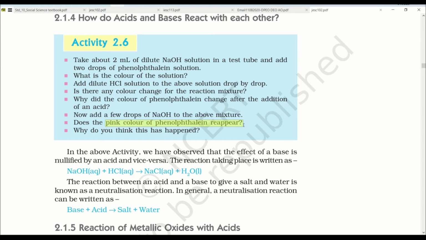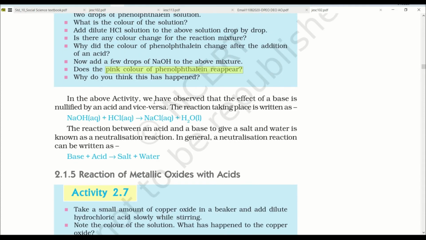So, there is a transformation of color from pink to colorless and again to pink. In the above activity, we have observed the effect of base is nullified by acid. So, whenever acid reacts with base, it nullifies both the acidic effect and the basic effect. And what is obtained? Salt and water is obtained. So, the reaction between an acid and a base to give salt and water is known as a neutralization reaction. Base plus acid, or you can say acid plus base, gives salt and water.